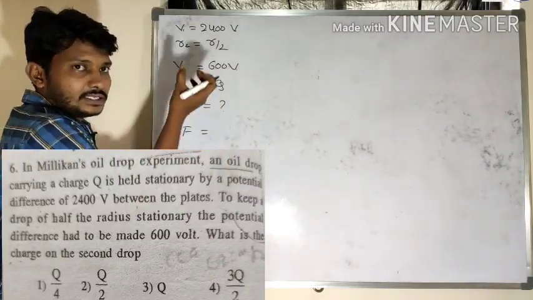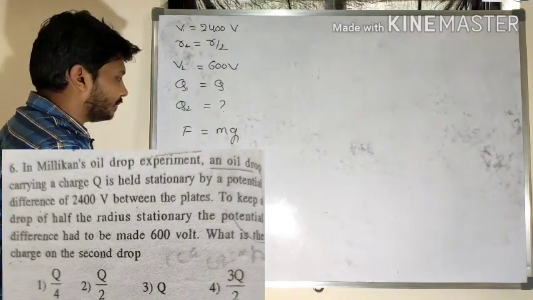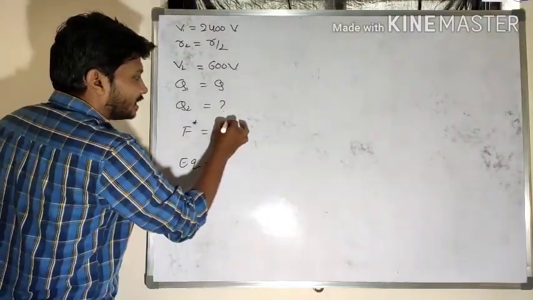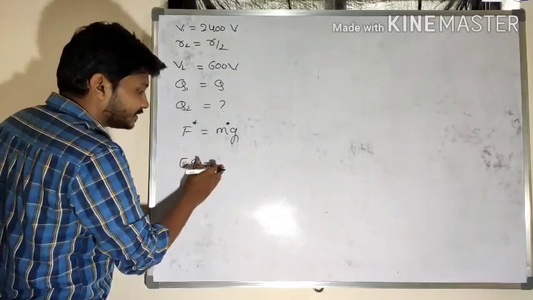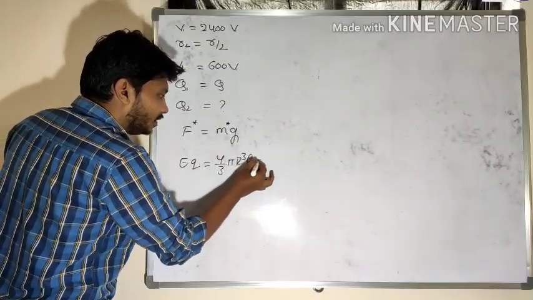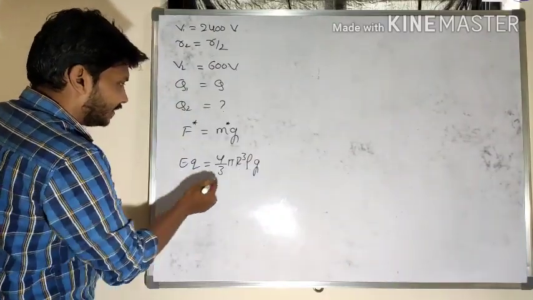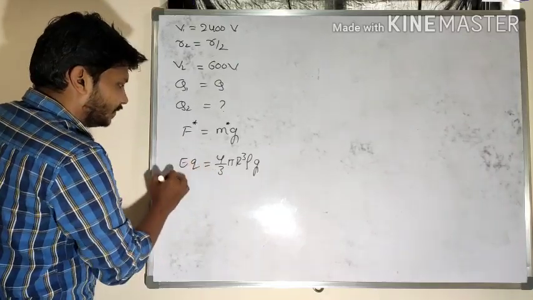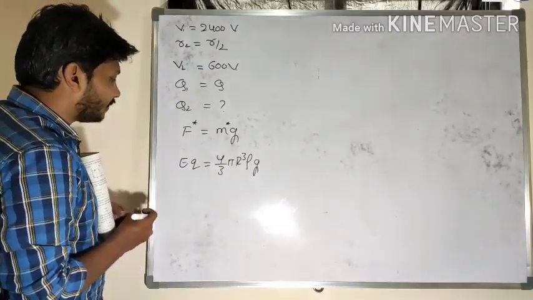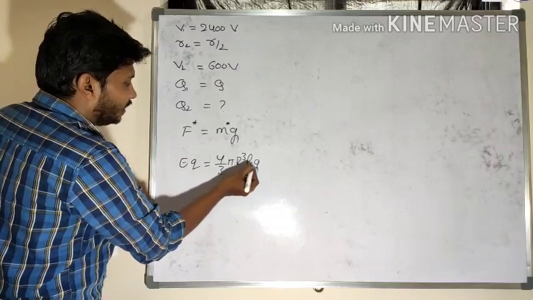Since the oil drop is held stationary, weight is equal to the electric force. F is equal to m g, and F is also equal to E into Q. The mass value they didn't mention. Mass is equal to density into volume, and the volume of the sphere is 4/3 pi r cube, so mg is 4/3 pi r cube into rho into g. Shall I equate these equations? E into Q is equal to 4/3 pi r cube rho g.